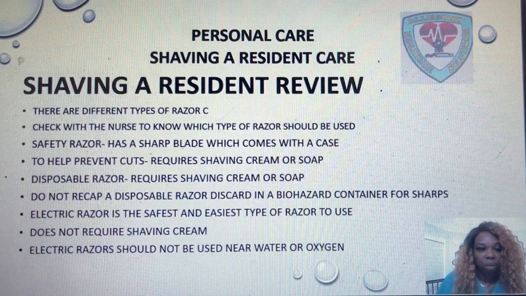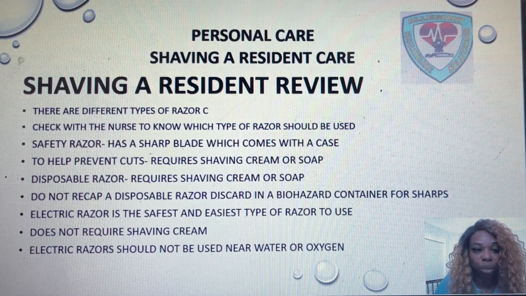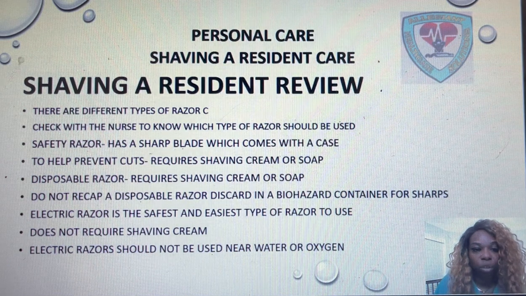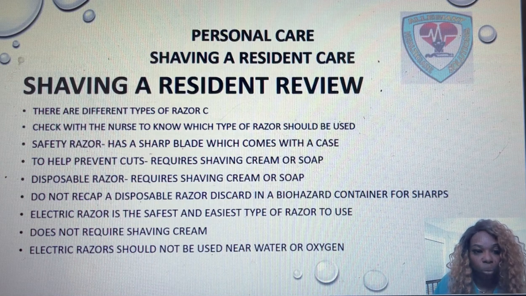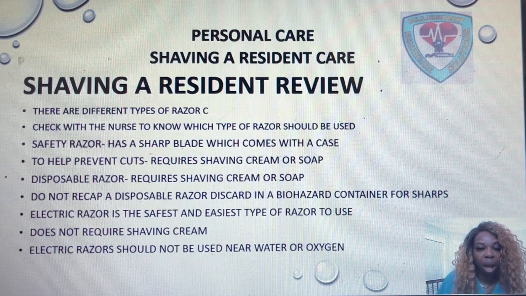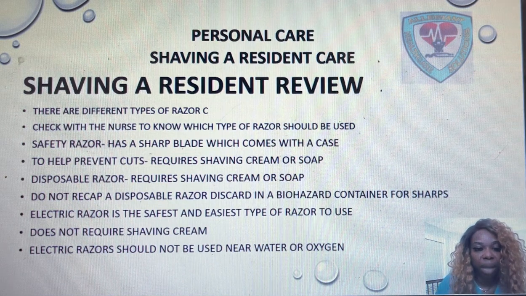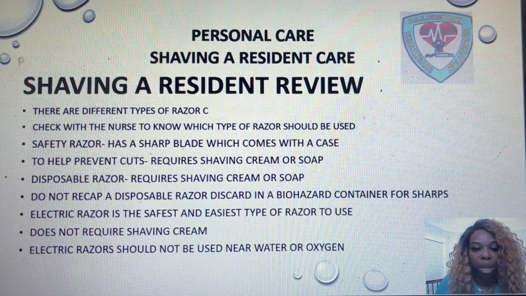You have several types of razors. You want to check with the nurse to make sure which razor should be used on which individual. Remember, your safety razor has a sharp blade. It usually comes with a case to help prevent cuts. When you're using a safety razor, you will need shaving cream or soap in order to safely shave the resident. When using a disposable razor, you will also use shaving cream or soap. Remember not to recap a disposable razor, and discard a safety razor and a disposable razor in a biohazard container for sharps.